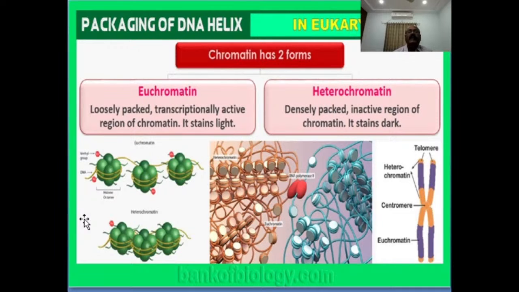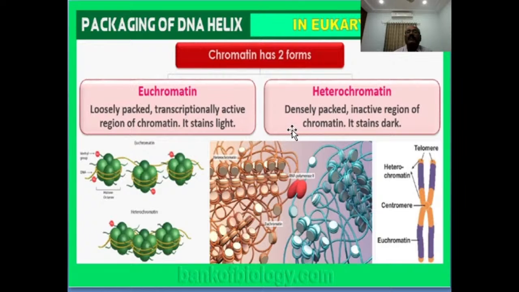So in DNA, based on staining, we can observe two different parts, euchromatin and heterochromatin. Euchromatin means loosely packed, transcriptionally active region of chromatin. It stains light. That is called euchromatin. You see, this is euchromatin.